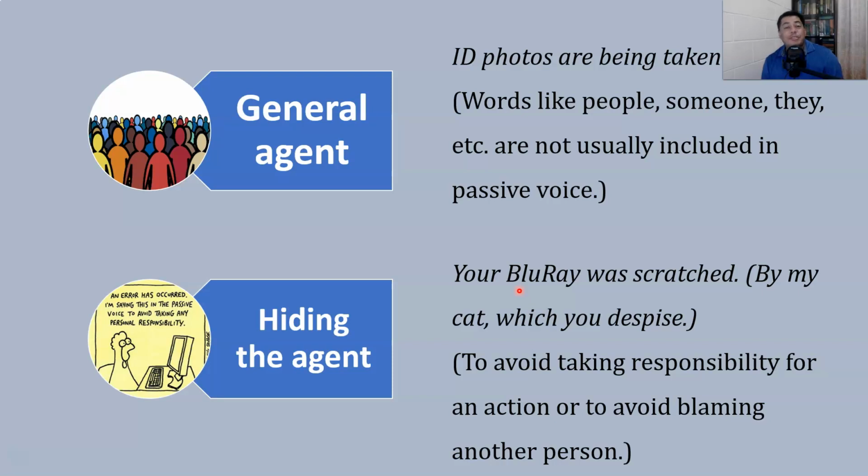Sometimes you don't use the agent because you are actually hiding it. You don't want to say who did something, for different reasons, right? So your Blu-ray was scratched. That's the example. Your Blu-ray was scratched by my cat, which you hate. So that's why I'm not gonna tell you that the cat did it, because you already hate my cat and I don't want to have problems with you, right? So I don't want to take responsibility, or I want to avoid blaming another person, or in this case, a cat, right? So sometimes I don't want to say who did something.